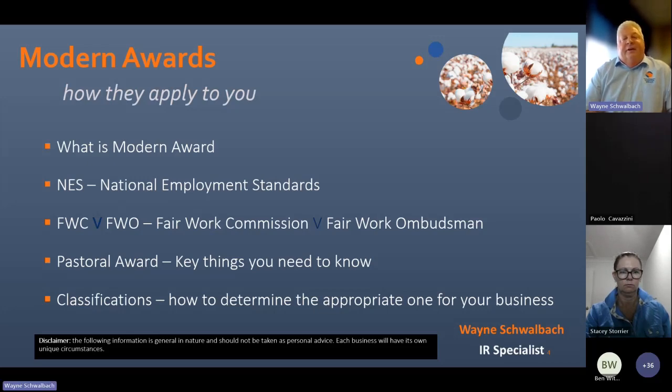So that's to do with anything from cropping to spraying crops to fencing, anything to do with farming falls under the pastoral award. So in the pastoral award, for 99% of you, there are only 3 classifications that you need to worry about. That's Farmhand level 1, Farmhand level 3, and Farmhand level 5. All the other ones only apply to feedlots or dairy operations.